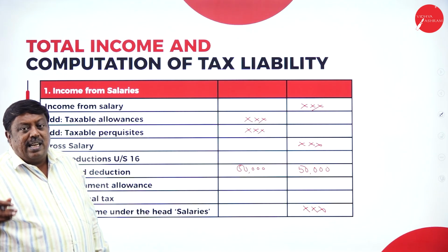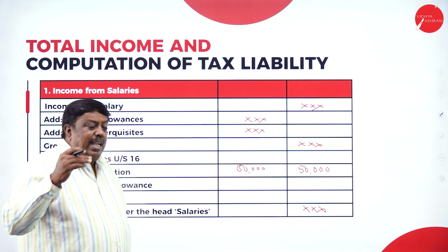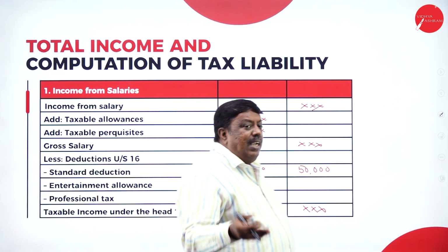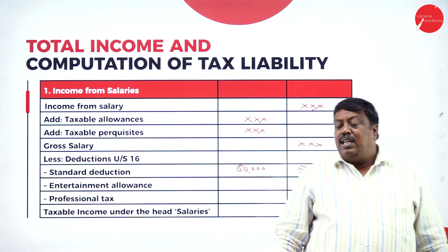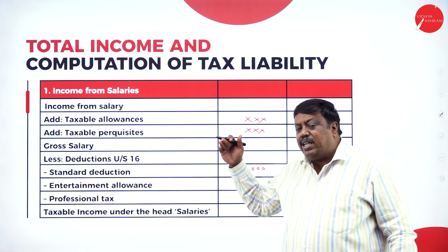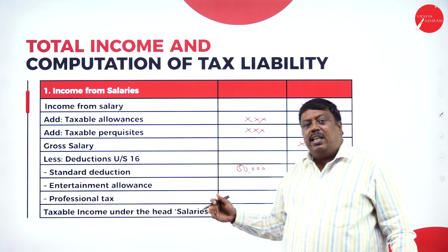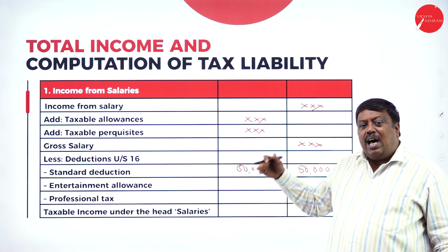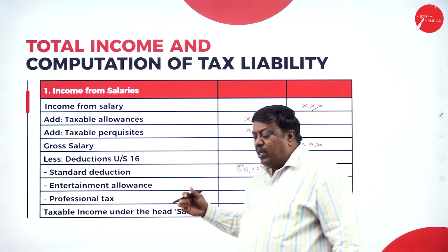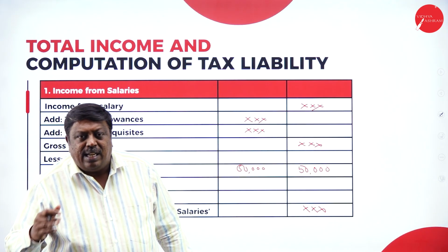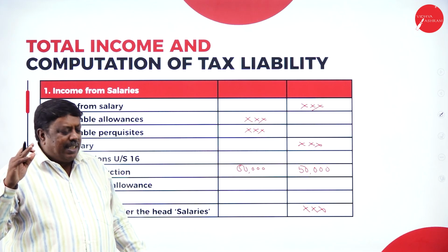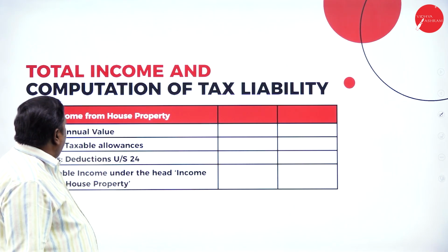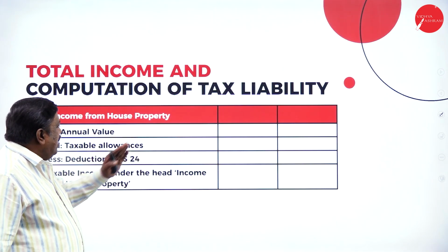For taxable income from salary, we take the basic pay, add allowances and add perquisites. So we are going to get gross salary. From the gross salary, after providing the deductions, whatever amount remains here is our taxable income from salary. So next we have income from house property.